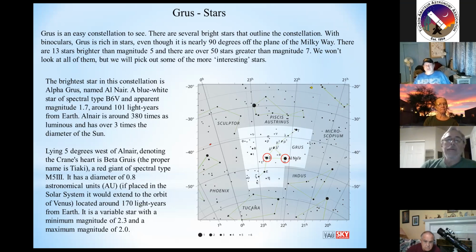5 degrees west of Alnair is Beta Grus. It has a name. It's called Tiaki. It's a red giant, spectral type M5. It has a diameter of about 0.8 astronomical units. So it's a really big star. If you put it in the solar system, it would be as large as the orbit of Venus. So it's a massive star in terms of size. It's located about 170 light years away. It's a variable star that goes back and forth between magnitude 2 and 2.3. And it's circled there on the left.